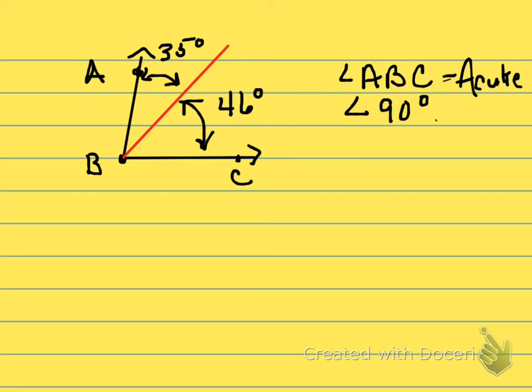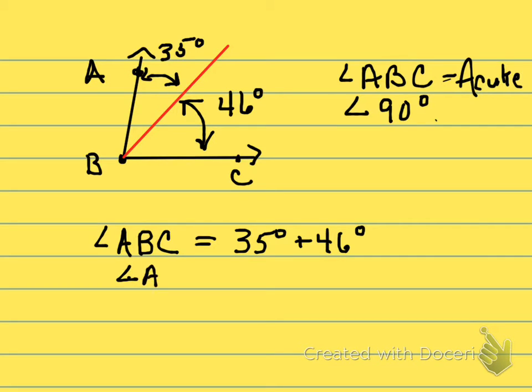So if I take a look at angle ABC, what I have to do is go ahead and add together 35 degrees plus 46 degrees. So the angle ABC equals 81 degrees. In this way, I'm joining two smaller angles to create the measurement for the whole angle ABC. Pretty simple, but you are going to have to use your protractors to help you do your measurement.